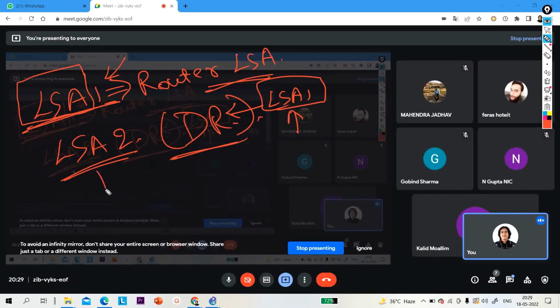Exactly. Okay. Now what will be the information in LSA 2? In LSA 2 there will be information about directly connected routers, like 1.1.1.1, 2.2.2.2, meaning these routers are connected in this segment. But what will be the information in LSA1?